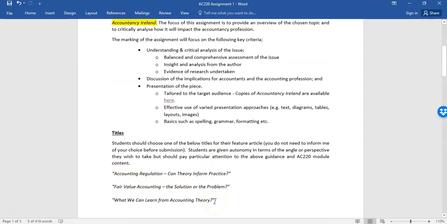You don't have to let me know. You pick whichever one you think you're going to get enough stuff out of, but make sure you link back to what we cover in AC220, and there will be an element of self-directed research as well, where you go off and think, what else do I need to know about accounting regulation? What else do I need to know about fair value accounting? And can I put it into a nice finished piece that could fit neatly into Accountancy Ireland?